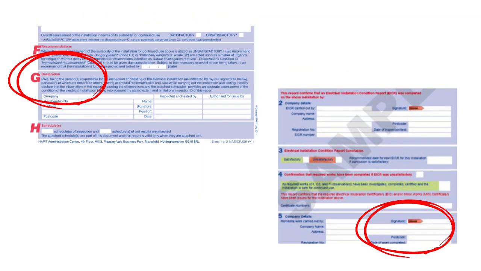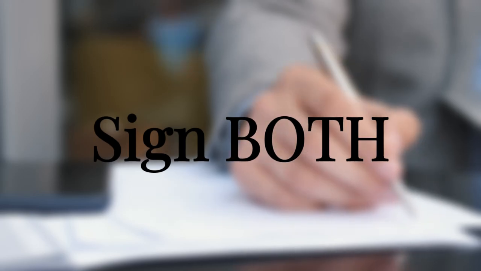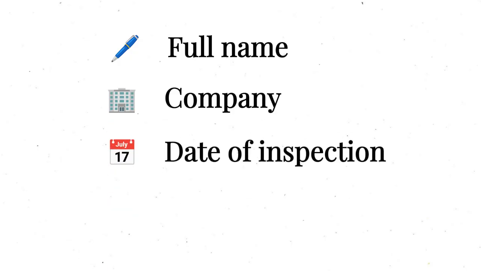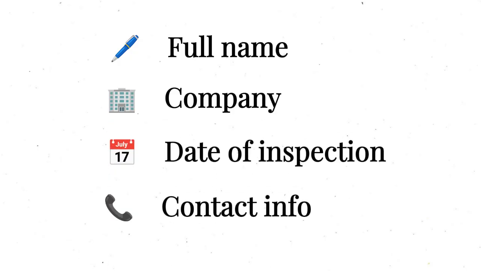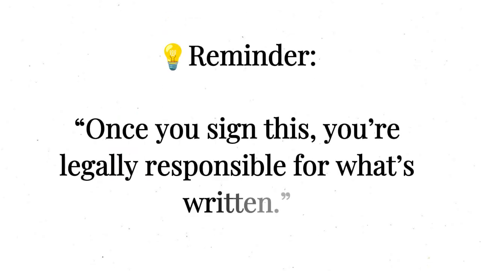Section F, Signatures and Responsibility. Here, you put your name to it. If you filled out the report, your name goes here. If you carried out testing and wrote the report, you sign both. Include full name, company, if applicable, date of inspection, contact info for follow-ups. Once you sign this, you're legally responsible for what's written.